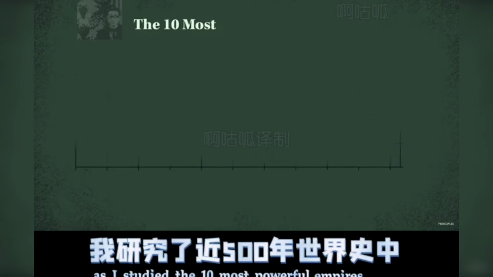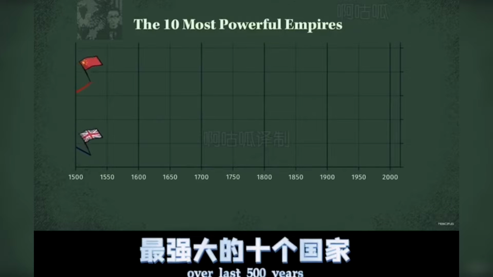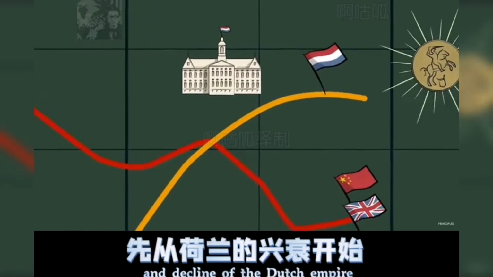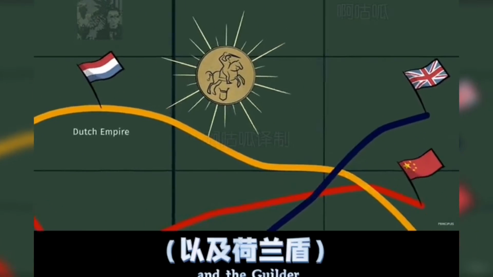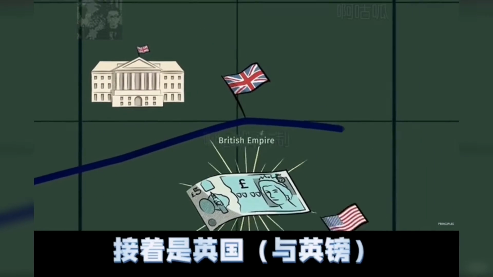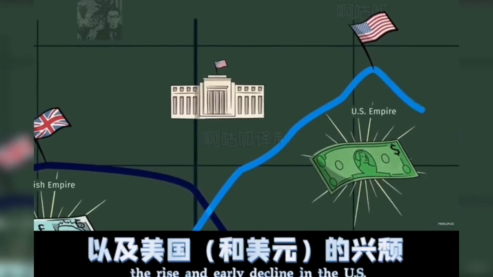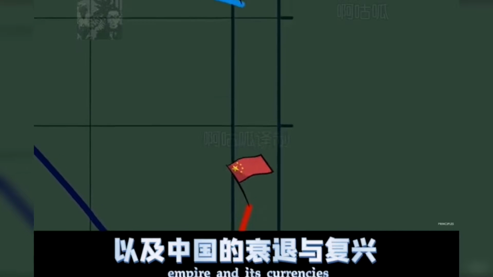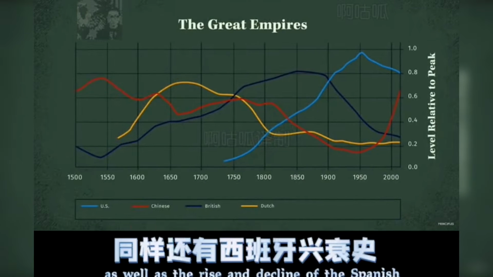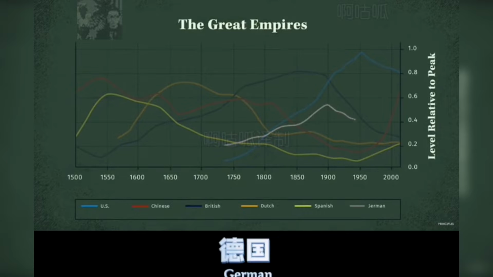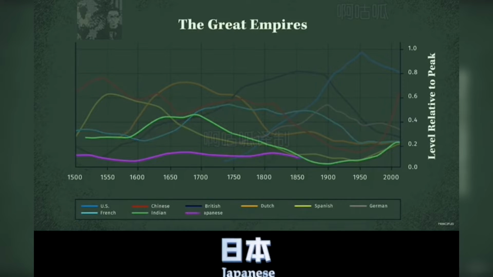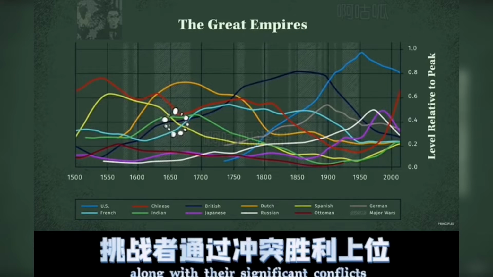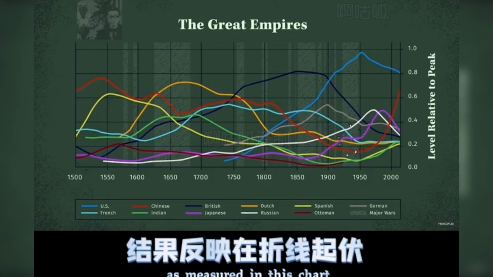As I studied the 10 most powerful empires over the last 500 years and the last 3 reserve currencies, it took me through the rise and decline of the Dutch Empire and the guilder, the British Empire and the pound, the rise and early decline in the United States Empire and the dollar, and the decline and rise of the Chinese Empire and its currencies, as well as the rise and decline of the Spanish, German, French, Indian, Japanese, Russian, and Ottoman empires, along with their significant conflicts, as measured in this chart.